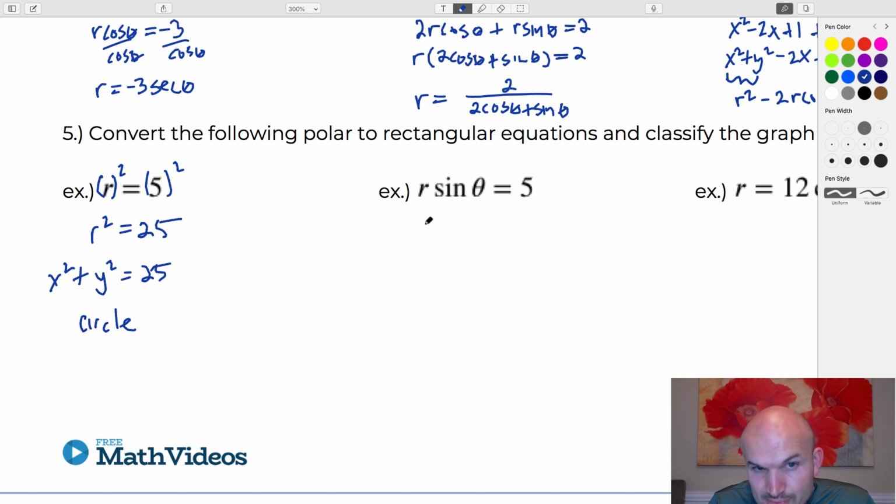The next one's kind of simple here. We already have r sine of theta, so let's just replace that with y. Now I no longer have an r or theta, and I have y equals 5, which is a horizontal line.